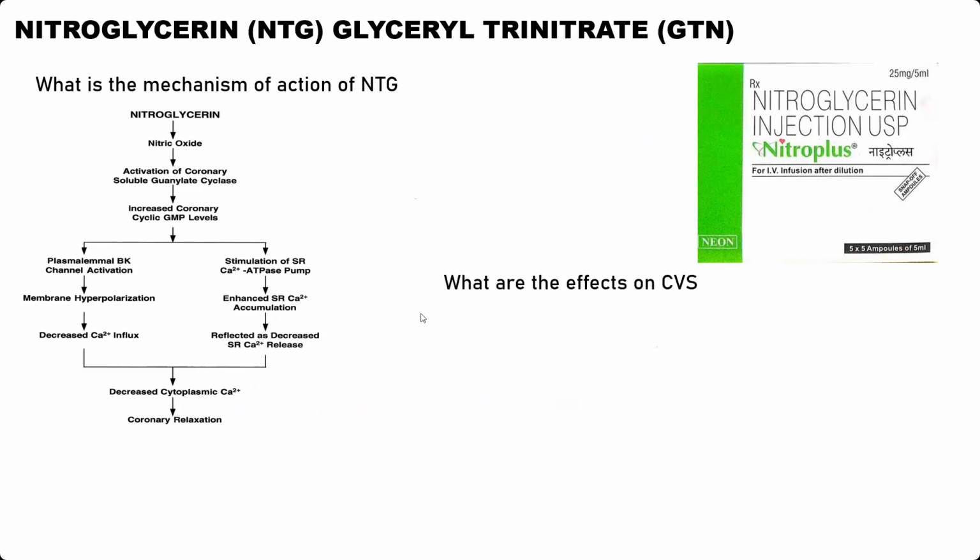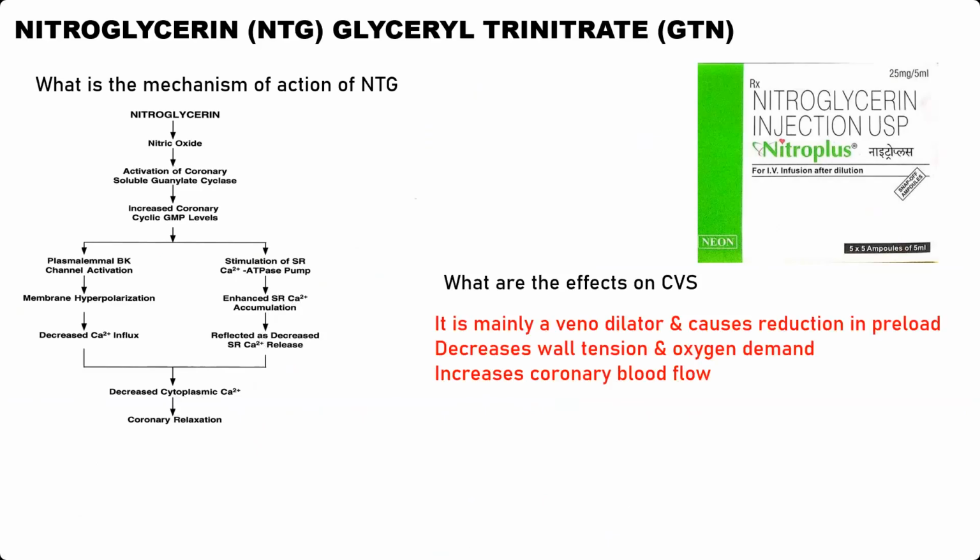What are the effects on the CVS? It causes hypotension and mainly a reflex tachycardia. It is a venodilator, causes reduction in preload, decreases wall tension and oxygen demand, increases coronary blood flow.